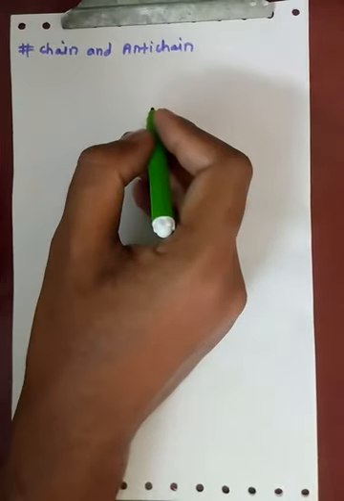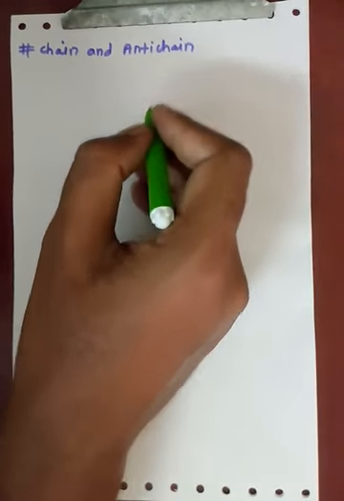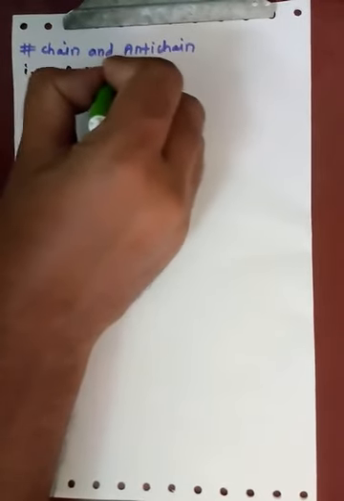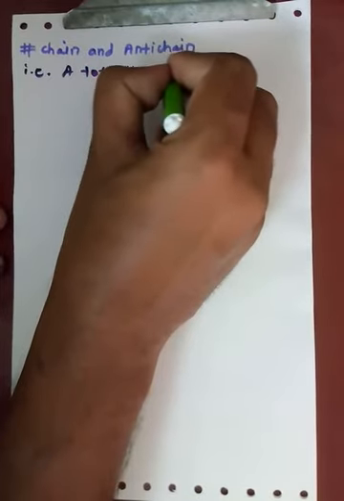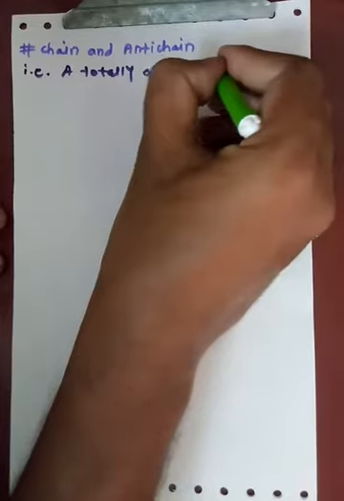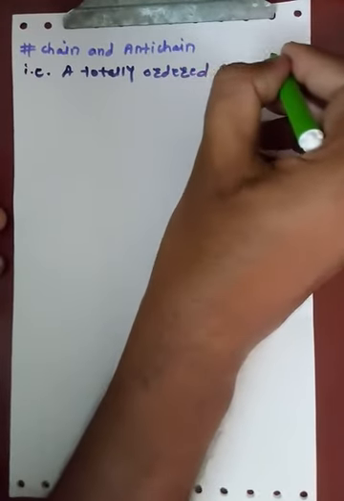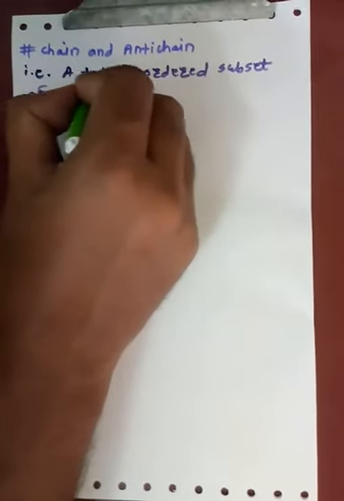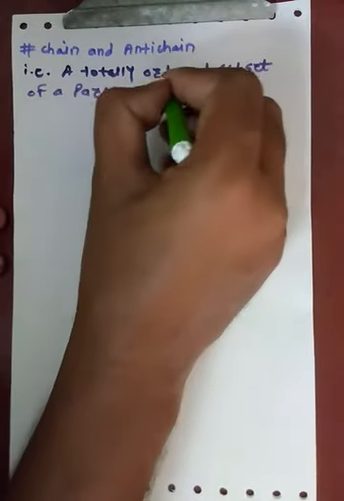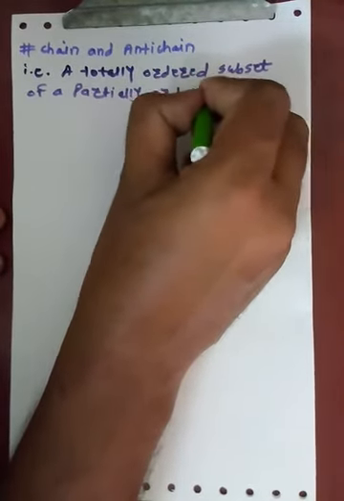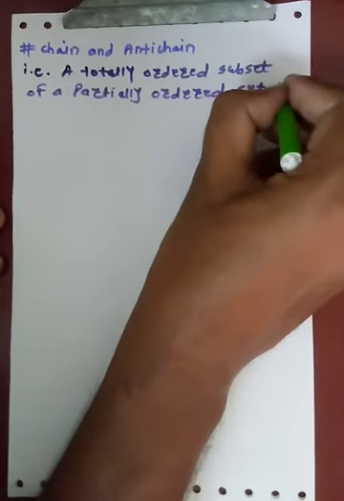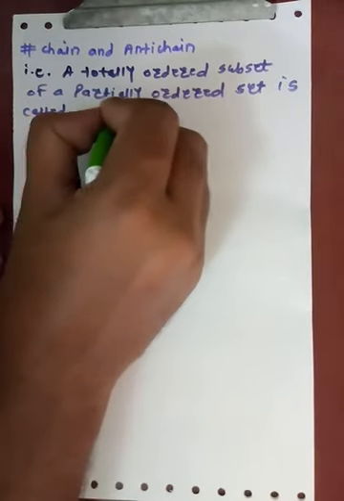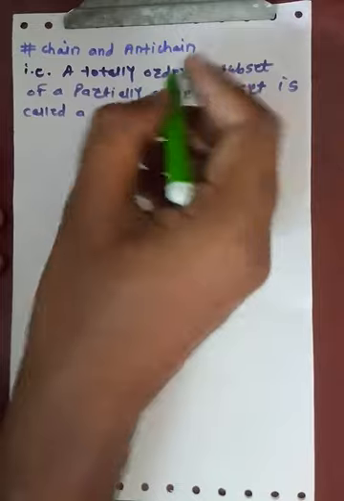A totally ordered subset of a partially ordered set is called a chain. That is, a totally ordered subset of a partially ordered set is called a chain, right?